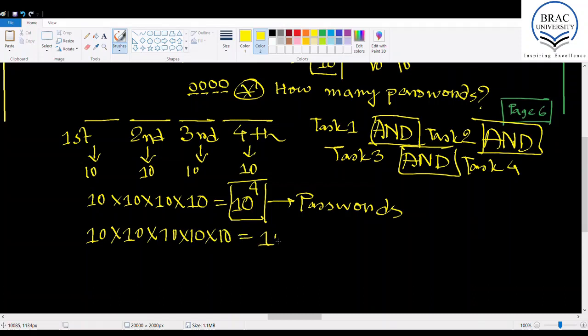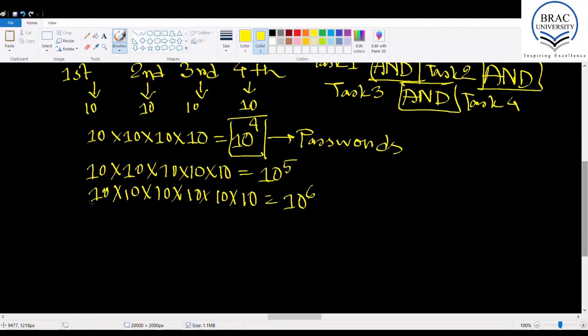So the answer would be 10 to the power 5. If there were 6 slots, 10 would be multiplied 6 times. There would be 10 to the power 6 passwords. And if the options available for each slot were 12, and the number of slots were 4, then how many passwords would there be? 12 into 12 into 12 into 12, since the number of slots is 4. So the total number of passwords would be 12 to the power 4.